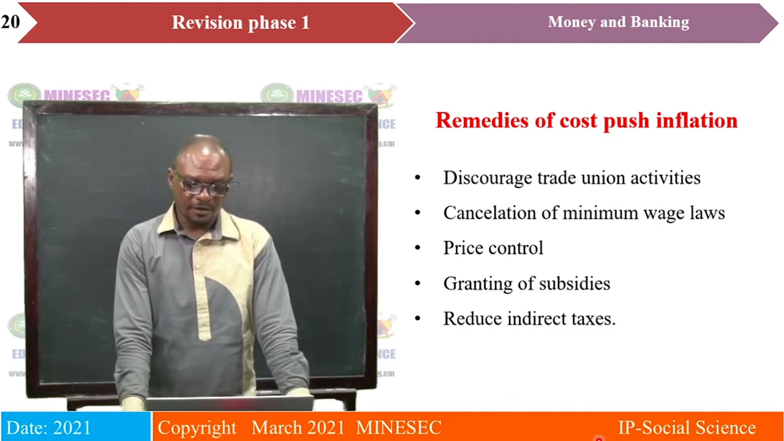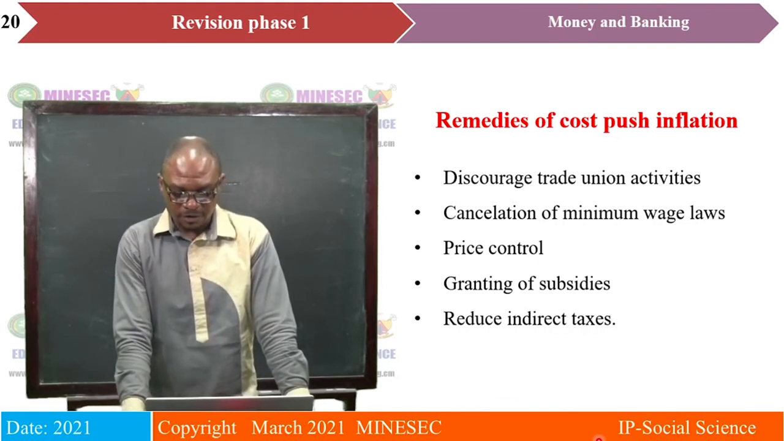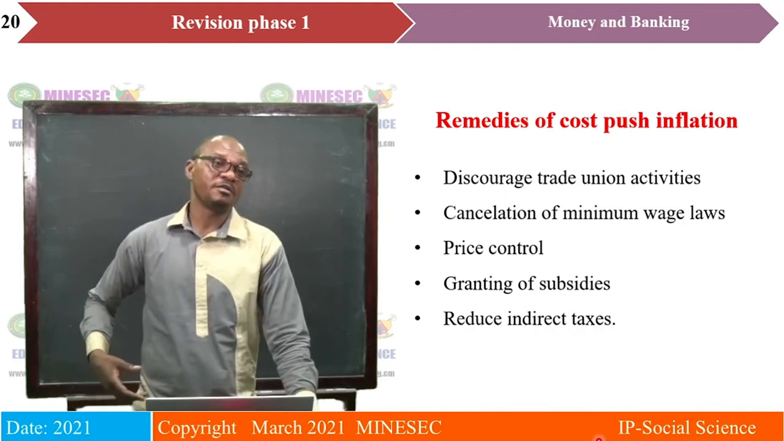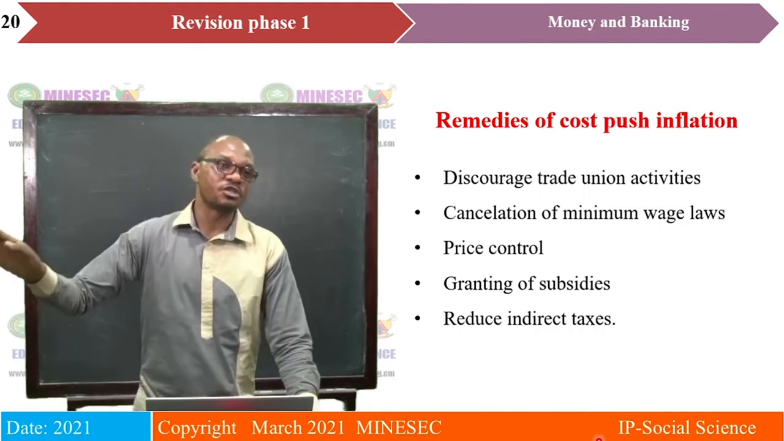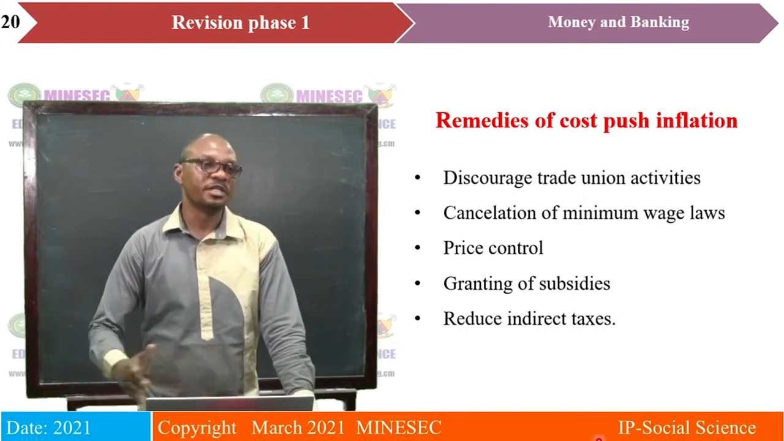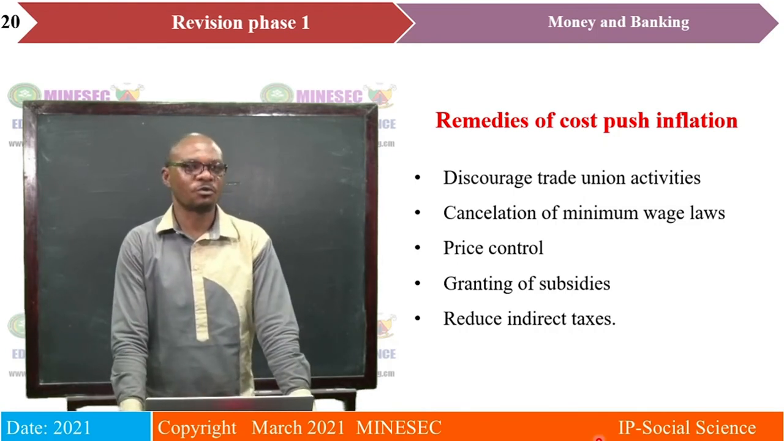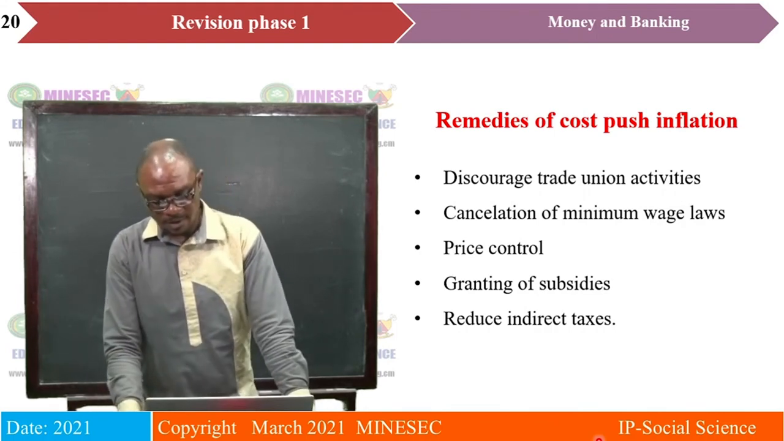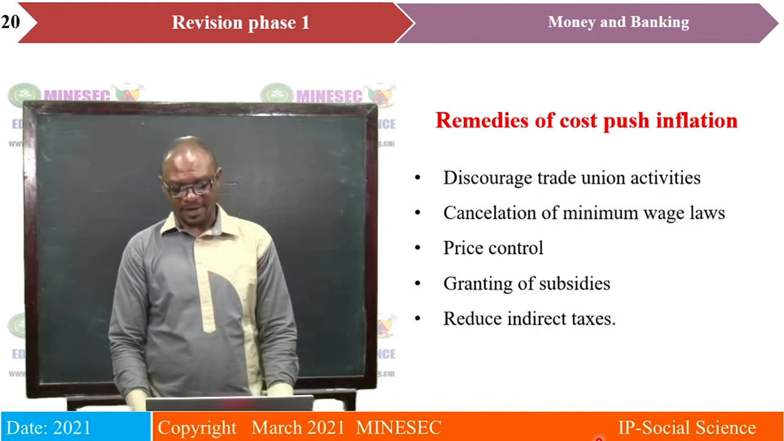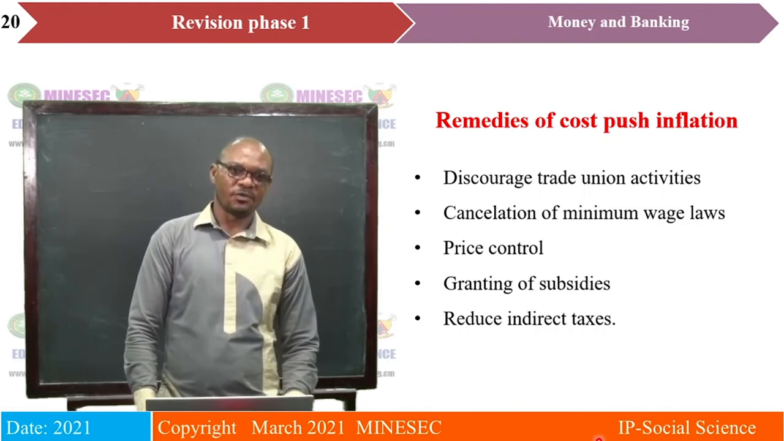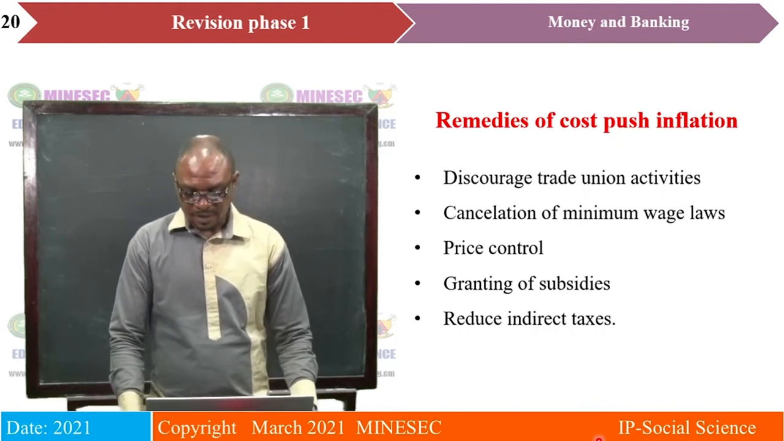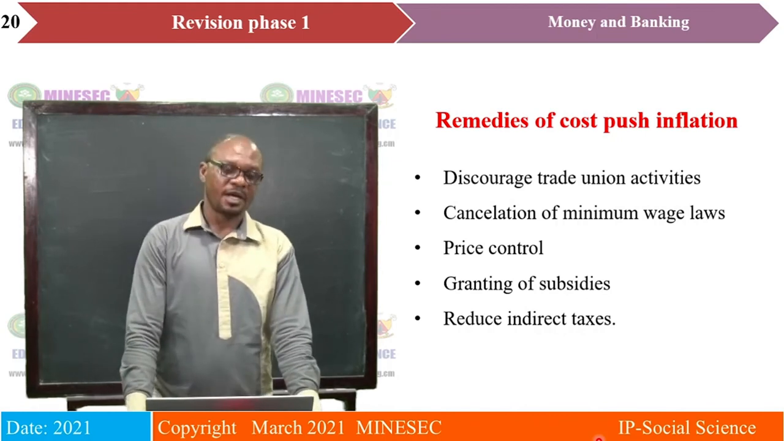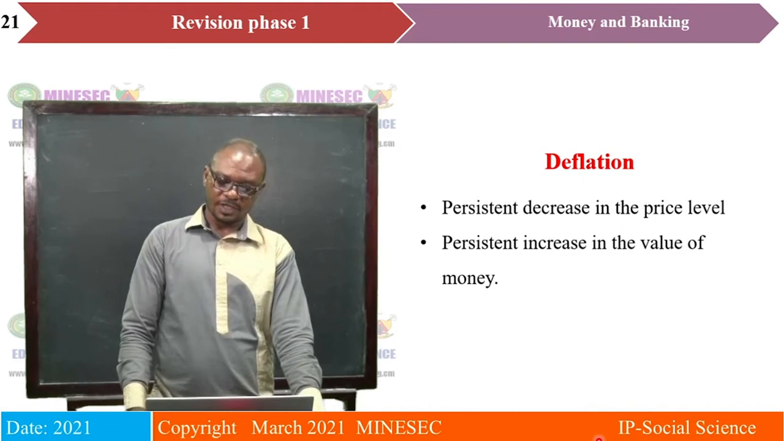The fourth method that the government can use to eliminate cost push inflation may be to grant subsidies to firms. Because when the government subsidizes firms, that will reduce the cost of production, making them increase the output of goods that they produce. And as a consequence, price level will drop. And finally, reduce indirect taxes. If the government reduces indirect taxes, then clearly cost of production will reduce, and that will reduce cost push inflation.